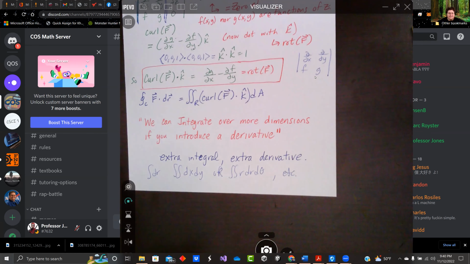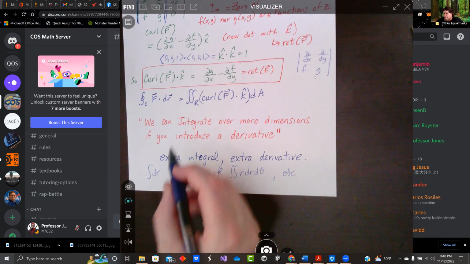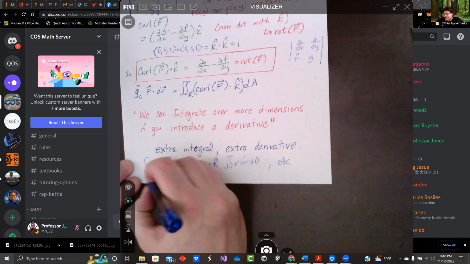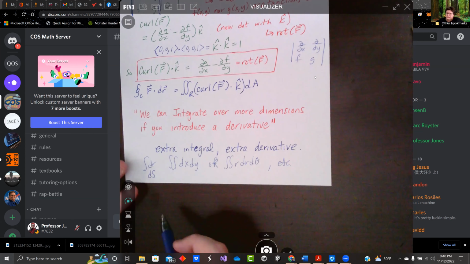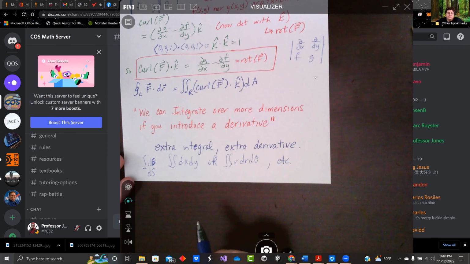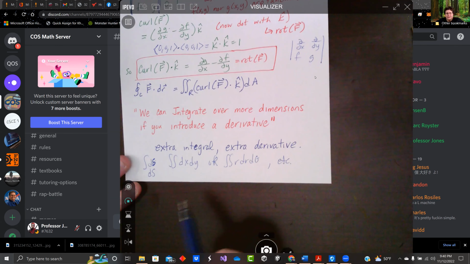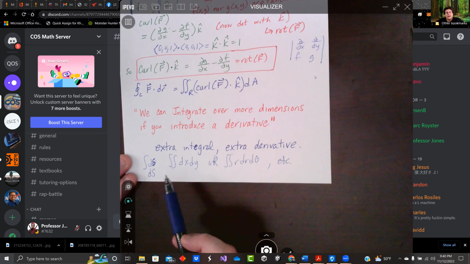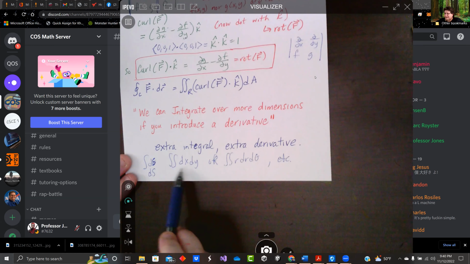The main idea of Green's theorem, though, is we can integrate over more dimensions if we want to introduce a derivative. So we're going around the line. It's dr or ds. It's usually ds going around the line. I should put ds there. We're going around the line. We treat it as a vector so that we can do this. But we add an integral by adding an extra derivative.